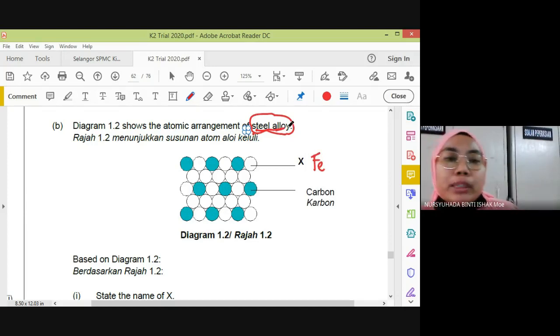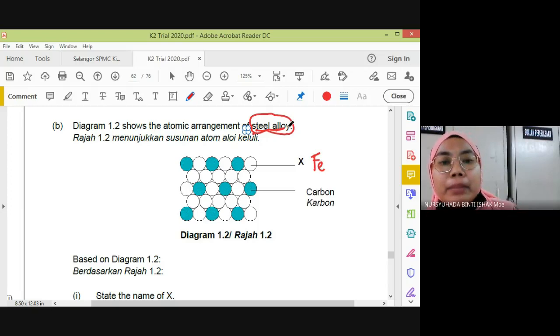Okay. Which one is better? Alloy or pure metal? Respond. Alloy. Why Alvin? Why is alloy much better than its pure element? Kenapa Atira? Better durability. Other than that? Harder. Okay. Lagi? Ada better durability, dia tidak corrosive.